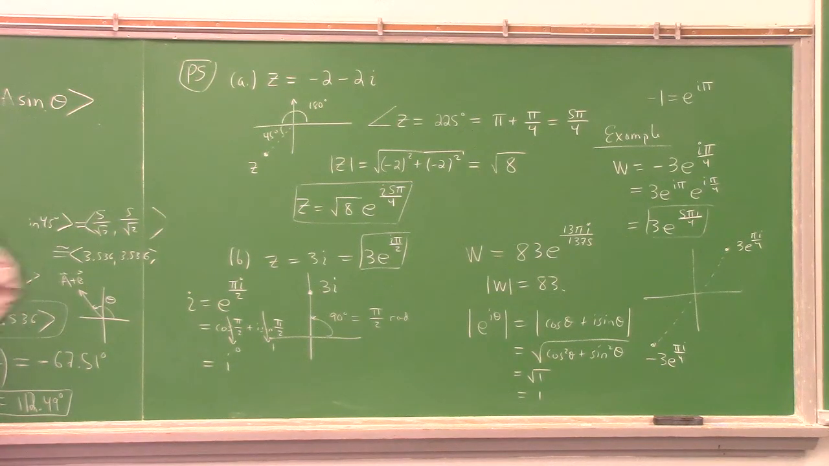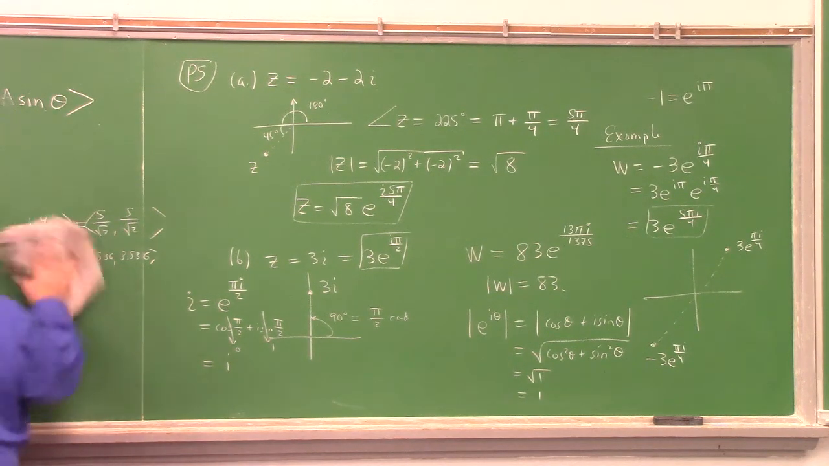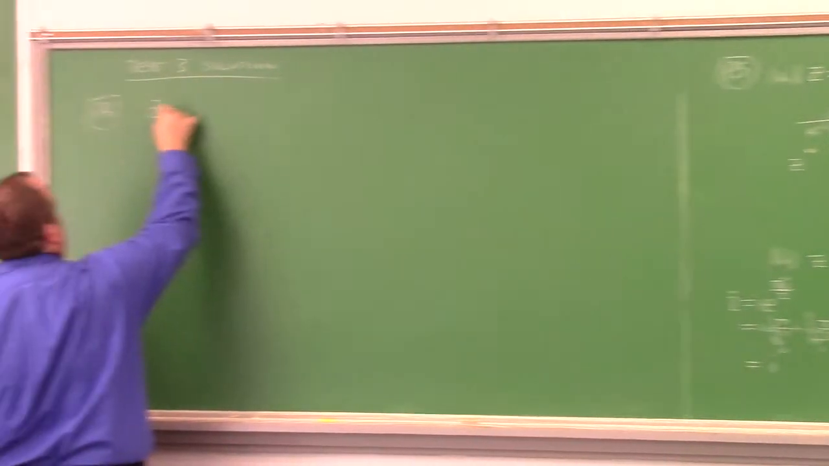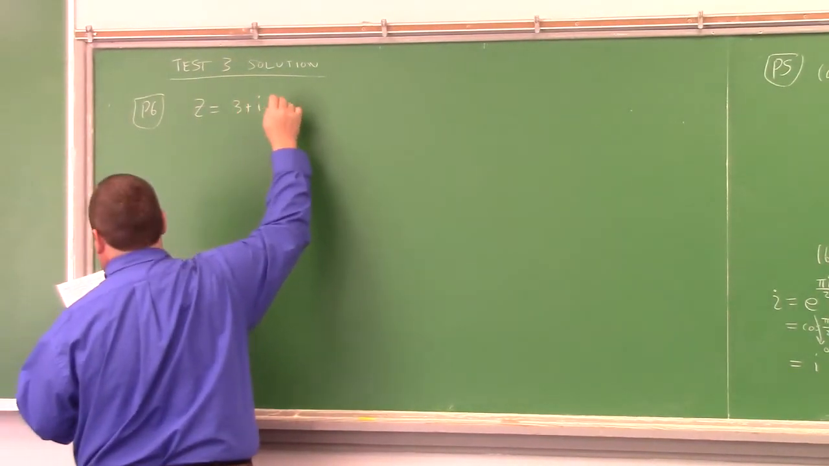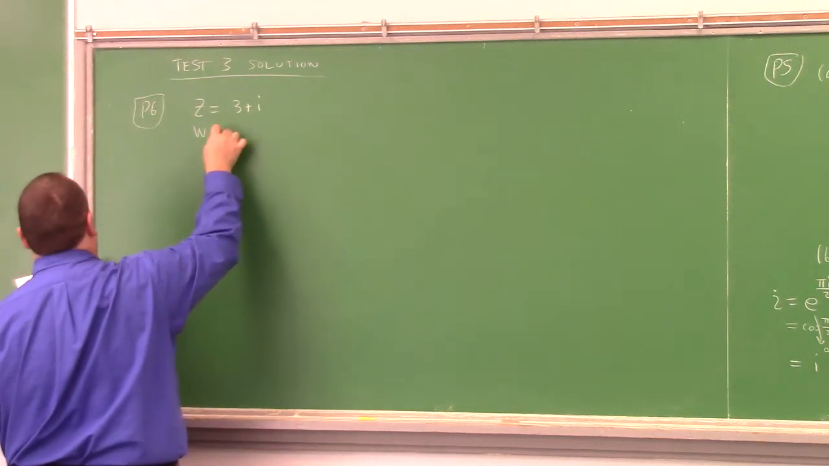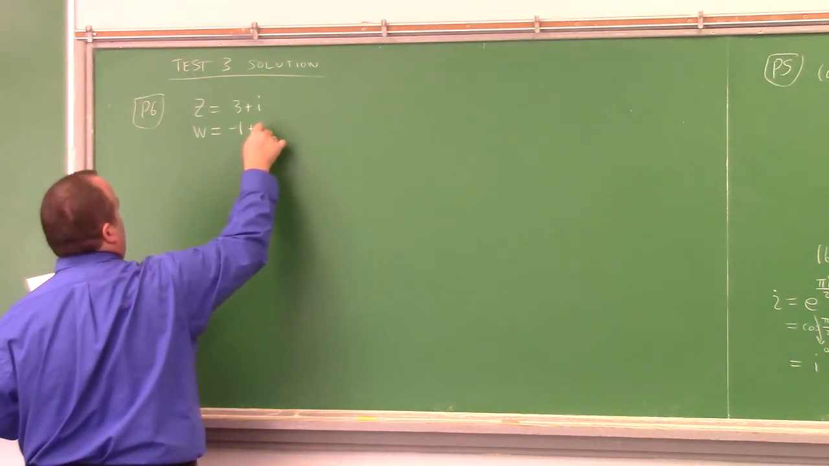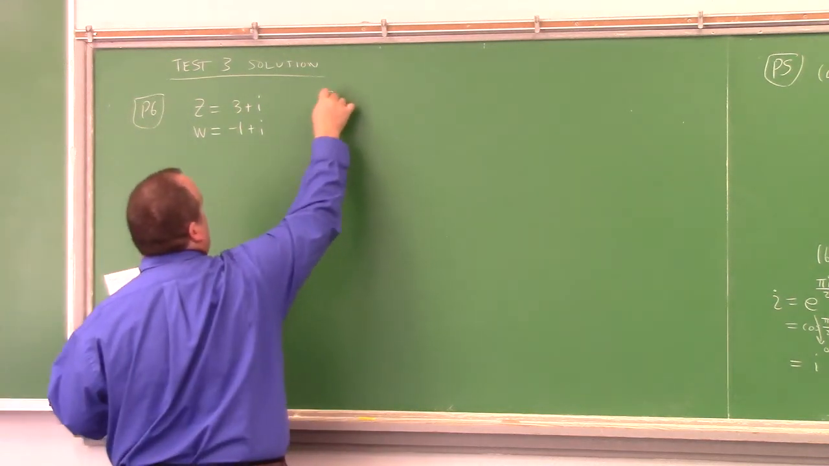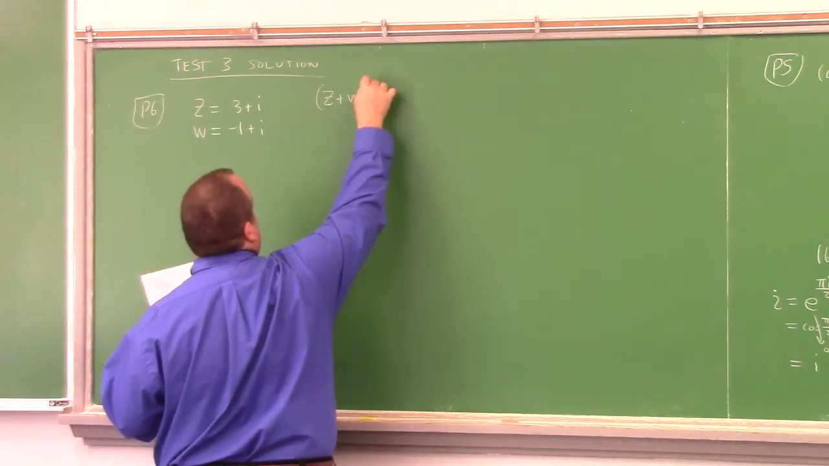So now that I have gotten past the part of the test where I'm just trying to ascertain whether or not you guys were ready to convert from polar to Cartesian and vice versa, now we're actually putting it into practice. So like this one, you've got z is 3 plus i, w is minus 1 plus i, and I said find Cartesian and polar forms of z plus w to the 10th, right?